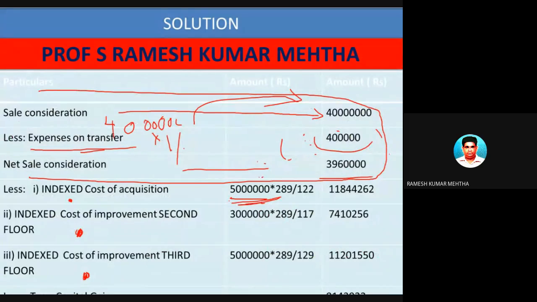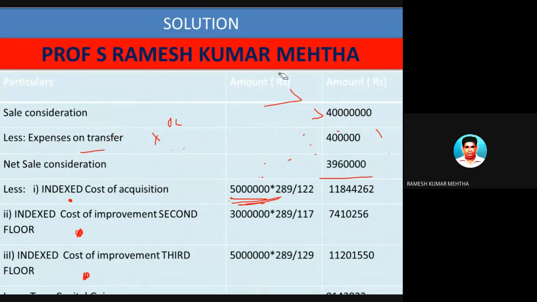50 lakh rupees. Hope you have understood this point. Now I told you the formula. I will again tell you the formula for index cost of acquisition. You just remember this one, very, very important. This is the 20th or 21st time I'm telling.